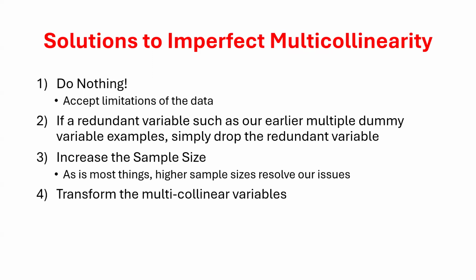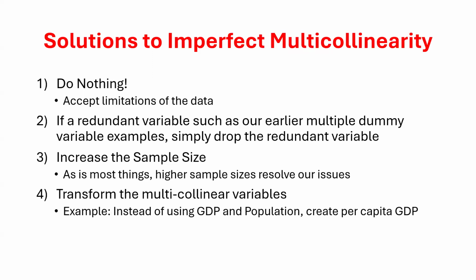The fourth solution is I can transform these variables. So let's think about an example. Let's say I want to predict the number of individuals with a college degree in a country. I'm trying to predict that using the GDP of the country and the population.